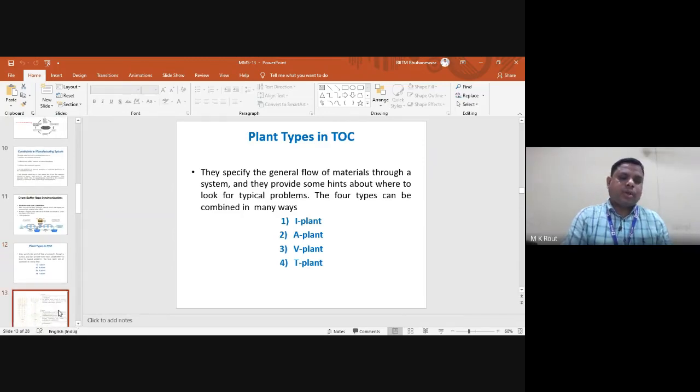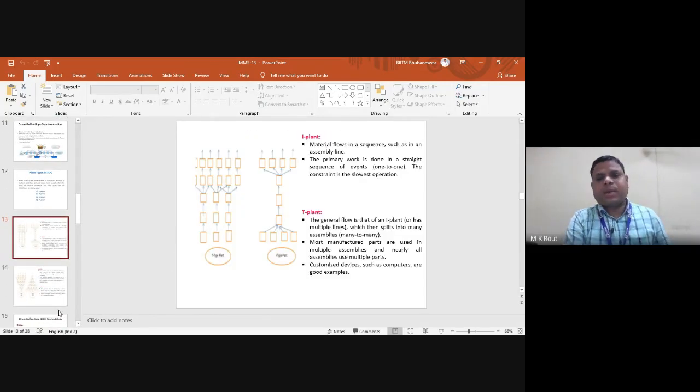In case of I plant and T plant, this figure shows the flow of raw material from the starting point to different points. In case of I plant, the material flows in a sequence, such as in an assembly line, where the primary work is done in a straight sequence of events, that is one to one. The constraint is the slowest operation. There is no particular constraint. The constraint may be slow.